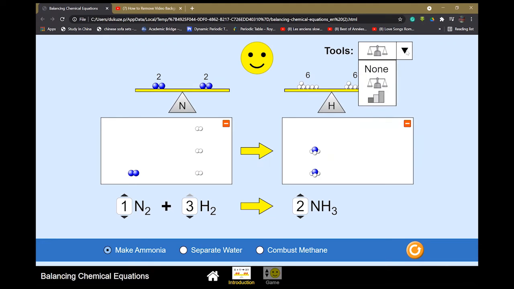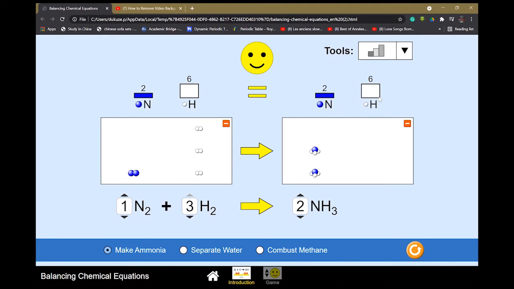The other tool you can use is this one. You can see we have nitrogen, it's 2, and hydrogen, it's 6. So we need more hydrogen atoms to combine with 2 nitrogen atoms. So the combining capacity of nitrogen is greater than that of hydrogen, and that is equal to the 2 nitrogen and the 6 hydrogen. So those are the tools.